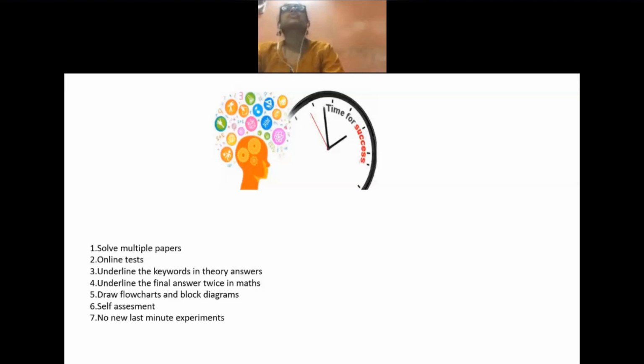Fifth is draw flowcharts and block diagrams. Wherever you need to explain your answer in forms of diagrammatic representation of flowcharts, draw neat flowcharts. Show the cycle of work. Show your block diagrams, how they are related to each other. Sixth is your self assessment. Map your growth from where you have started to where you have landed up. Monitor yourself to how much improvement you have done in your test, to where you are lacking, which topics you are lacking.